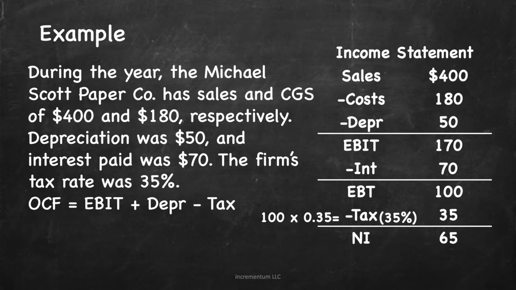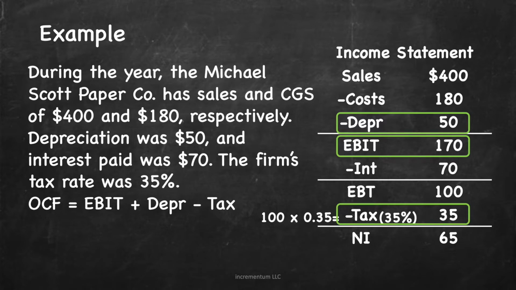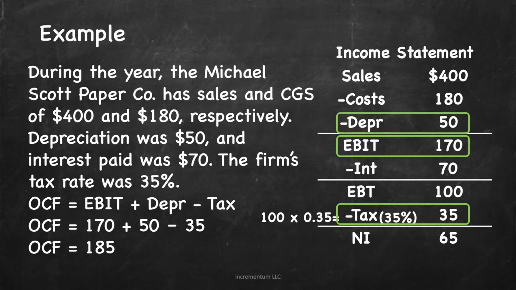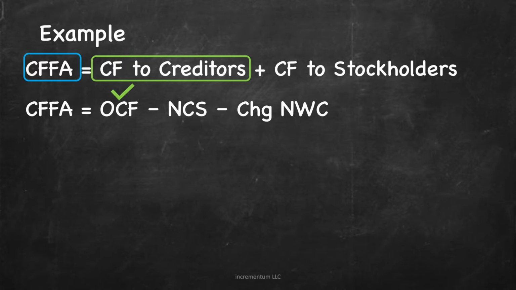here. So EBIT is $170, depreciation is $50, and then we'll subtract our taxes of $35. So if we plug that information in for operating cash flow, we end up with operating cash flow of $185. So now we have operating cash flow. Now we can focus on calculating net capital spending.